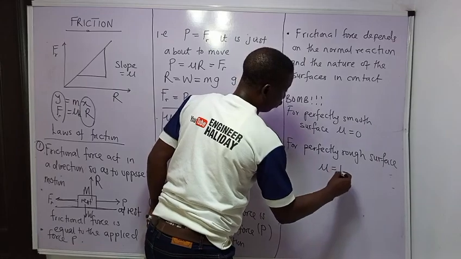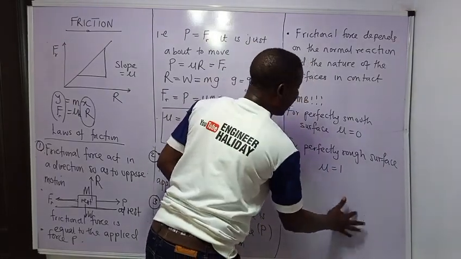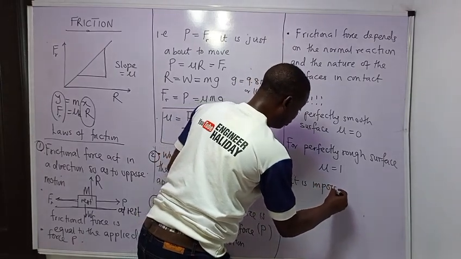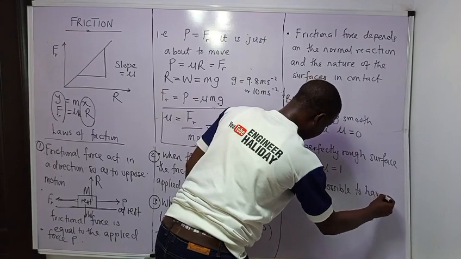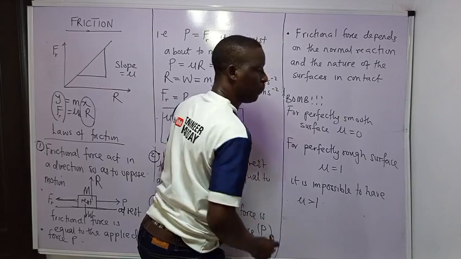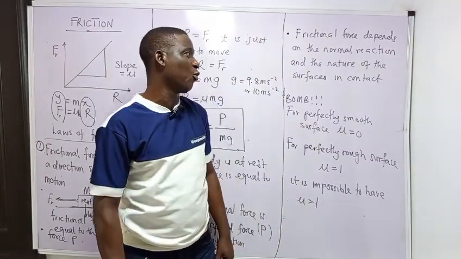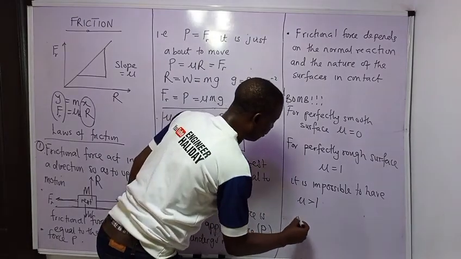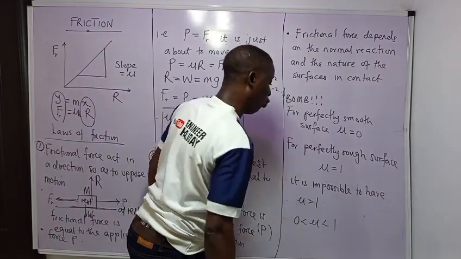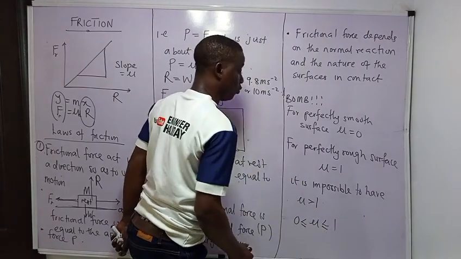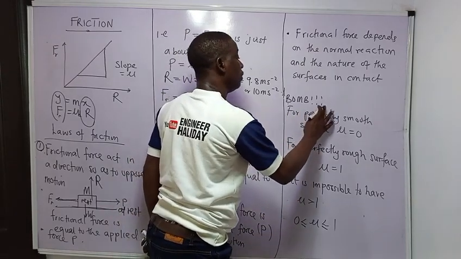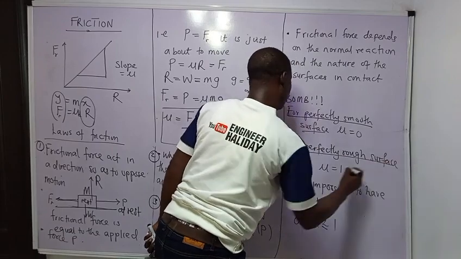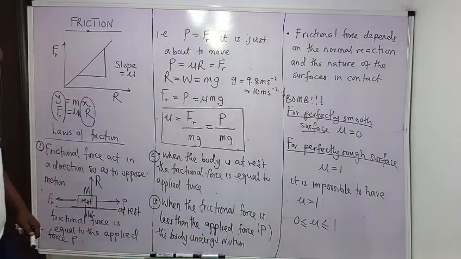Then coefficient of friction is equal to what? 1. Don't forget, we can never have a coefficient of friction greater than 1. It is impossible to have mu greater than 1. It's not possible that you now have a coefficient of friction that is 1.1 or 1.5, or 10. No, it's not. So I can say the coefficient of friction is between 0 and 1. If I put less than or equal to, it means I'm trying to consider a perfectly rough surface and a perfectly smooth surface. Please take note of that, a very important point.